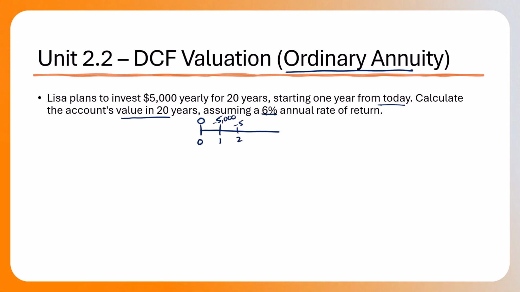That's a cash outflow. At time 2, she'll do the same. She'll do this exactly for 20 years. And the very last payment that she makes will be made exactly 20 years from today. And we want to know the value of this account. Again, this is a future value question.